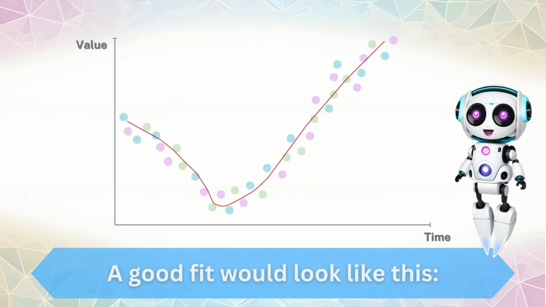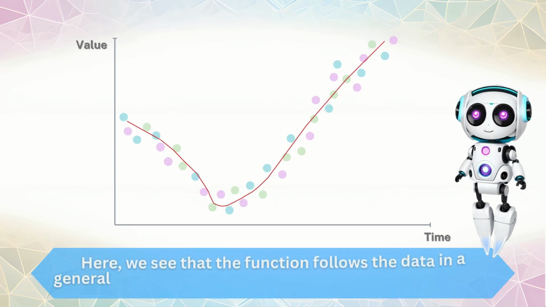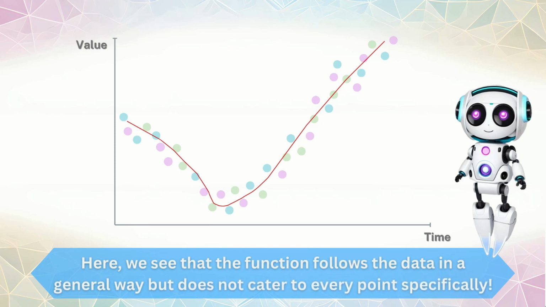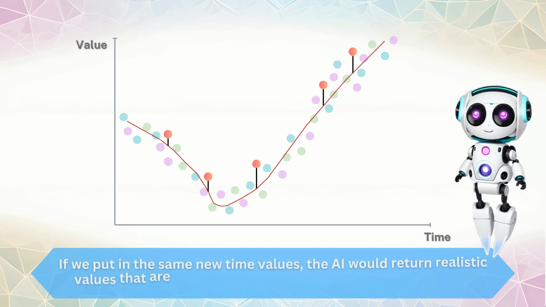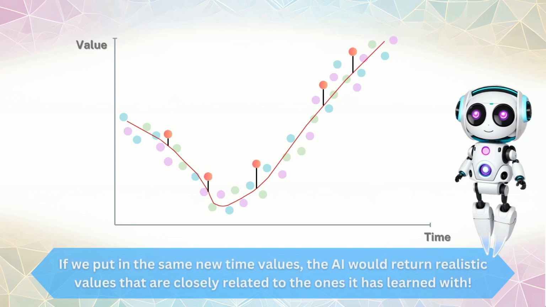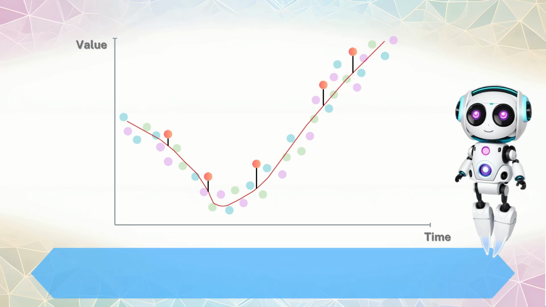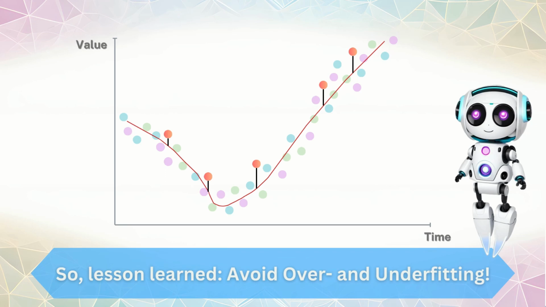A good fit would look like this. Here we see that the function follows the data in a general way, but does not cater to every point specifically. If we put in the same new time values, the AI would return realistic values that are closely related to the ones it has learned with. So, lesson learned, avoid over and underfitting.